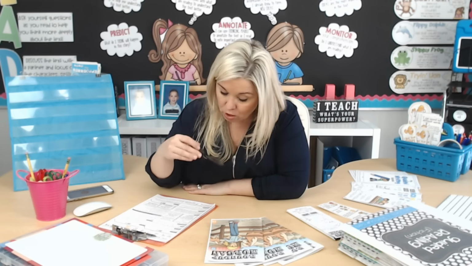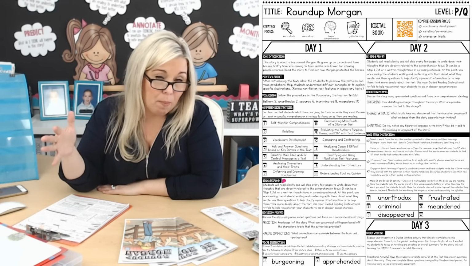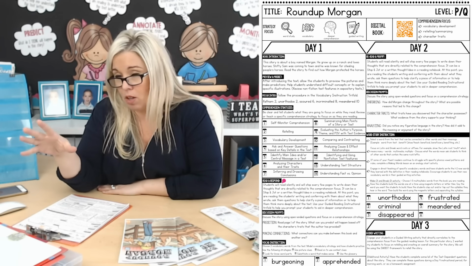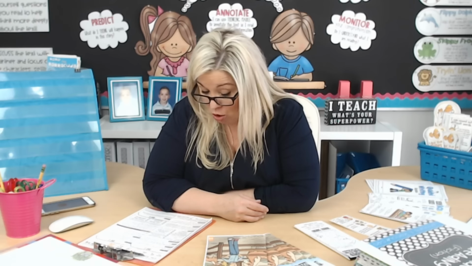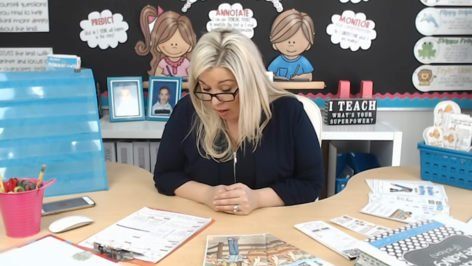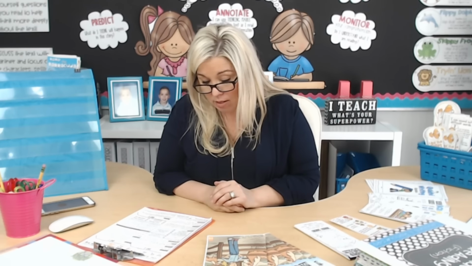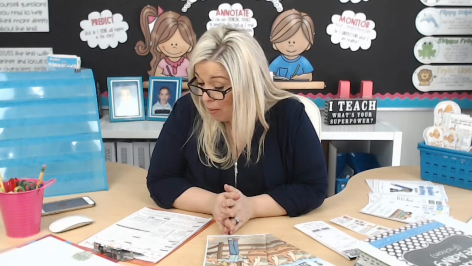Okay? So after they're reading and doing their stop and jots and writing down their thoughts, writing down their questions based on the purpose that you give them, then we're going to go into discussion prompts. I always have specific discussion prompts that I write on my lesson plan. So maybe I'll decide that we're going to do an inferring discussion. So I might say, how did Morgan change throughout the story?